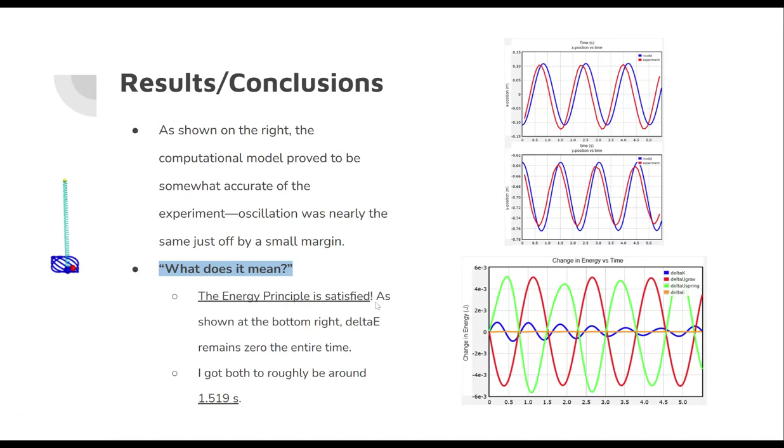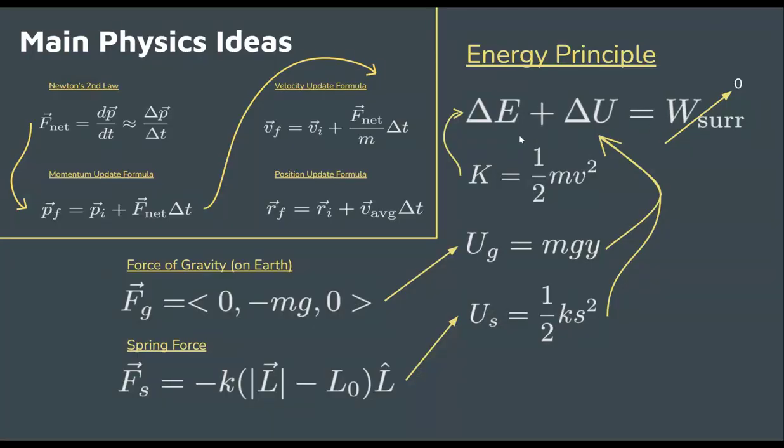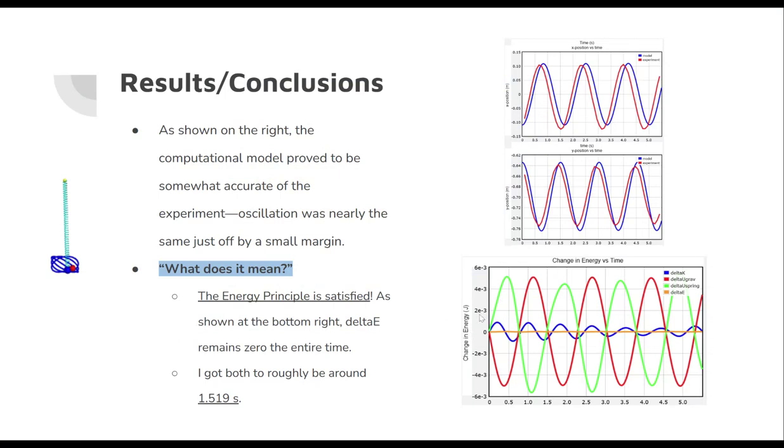And so what does this mean? The energy principle is satisfied, because as we look at this graph here in the bottom right, we see that throughout the entire time, delta E, total energy, remains 0, as basically shown here from the energy principle. Additionally, we see that the spring energy and the gravitational energy due to gravity exhibit the same path, but in the opposite phase, essentially. And then delta K is exhibiting a wave-like function. But what's essential is that the total energy, delta E, always remains 0.